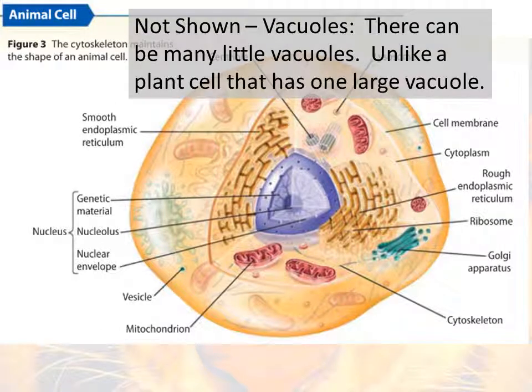Now, it's not shown in this picture, but most animal cells that you think of are going to have vacuoles. It's just not like the plant cell vacuole that's huge. There can be many little vacuoles in an animal cell. So unlike the plant cell that has one large one, an animal cell usually has many that are smaller.